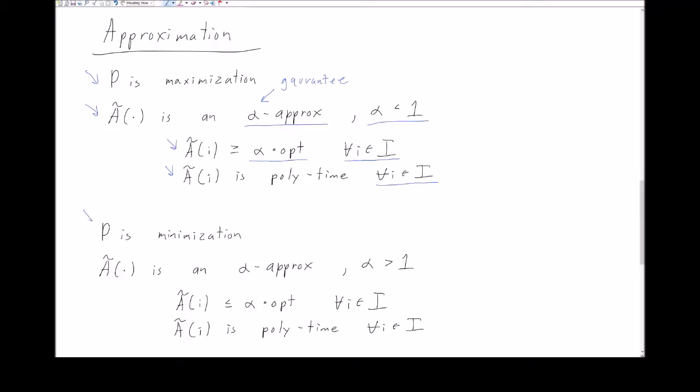When P is a minimization problem, we reverse the roles of alpha. Alpha now is greater than or equal to 1, and our solution is going to be at most alpha times the optimal. We won't deal a lot with approximation algorithms in this course, but we did see one example. With submodular maximization, we developed, or at least stated, an approximation algorithm. This was a polynomial time algorithm that gave us some guarantee rather than an optimal solution.